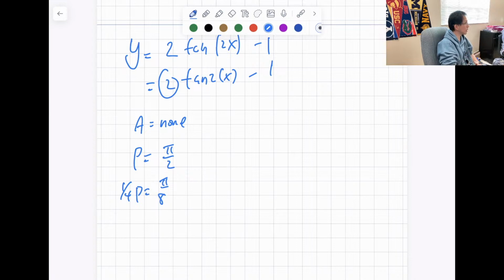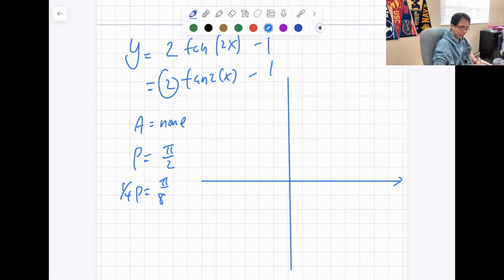A is none. There's no ember 2, but there was a stretch value of 2 though. I'm going to talk about that. So I'm going to go ahead and graph the midline first, like all the time. I'm going to graph the midline here. The midline is going to be something like here, -1. Is that okay?